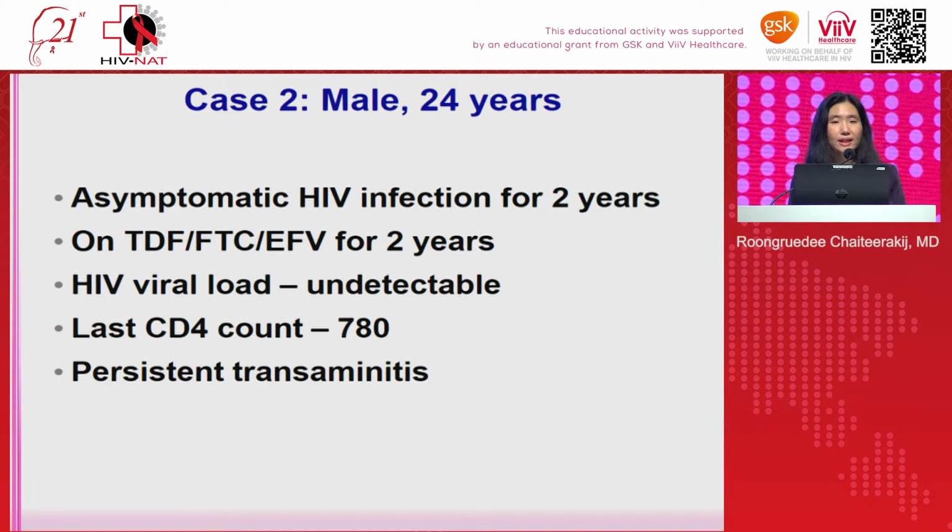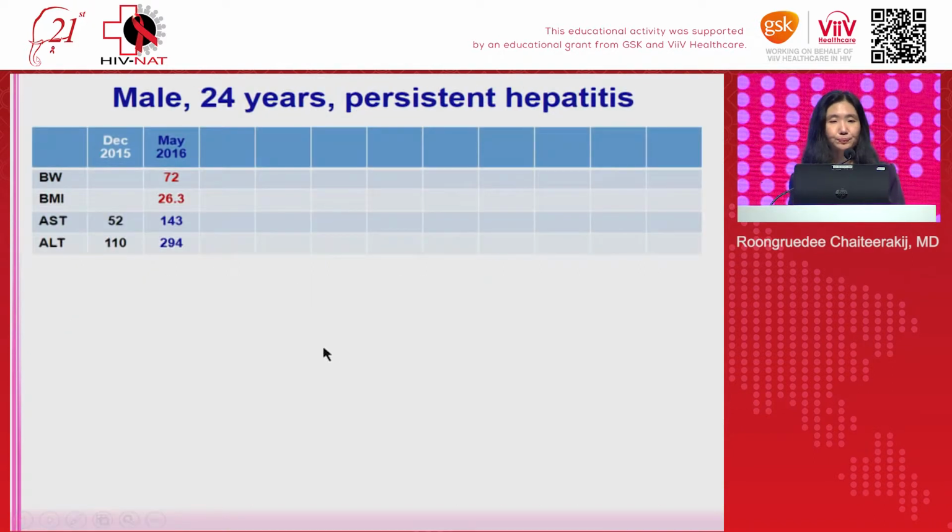Moving on to the second case, a male patient, 24 years old. He was diagnosed with HIV infection 2 years ago and received ARV. His viral load for HIV was undetectable and he has a very good CD4 count. He was sent to see me because of persistent transaminitis. This is the first visit at the liver clinic.